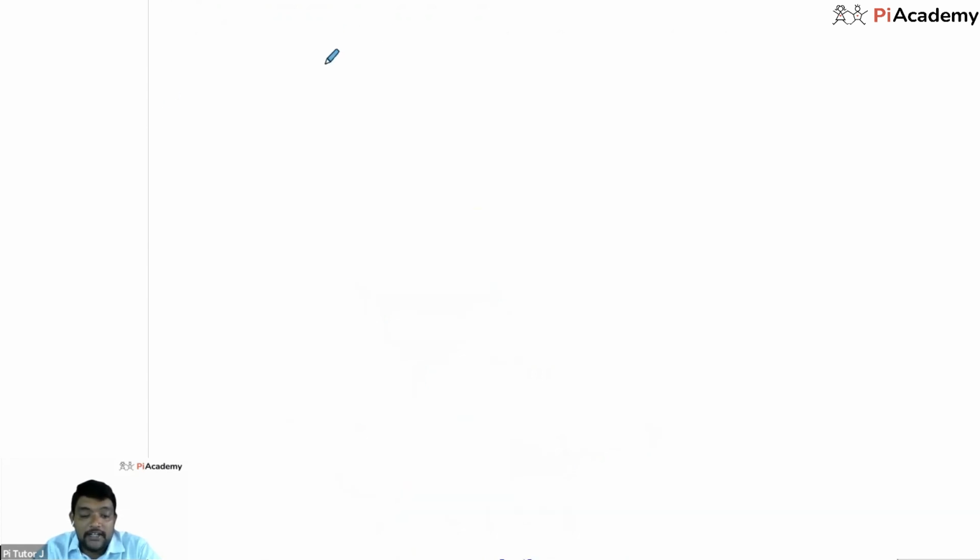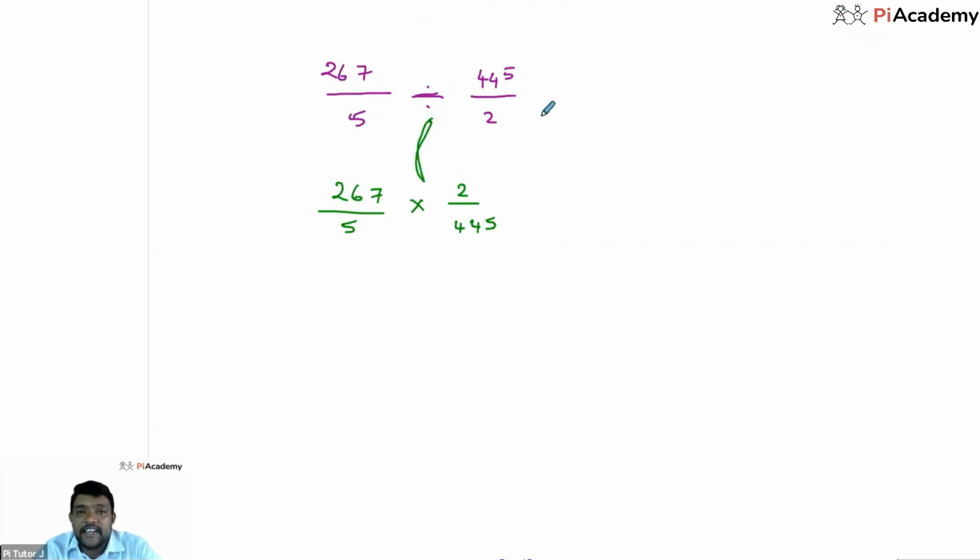Let's do this again for Hina. It is 267 over 5 divided by 445 over 2. Right, Hina? So now you can convert this division to multiplication by flipping the fraction. So let's flip this fraction. We have 267 over 5 times 2 over 445, right? The second fraction is flipped because you are converting division to multiplication.